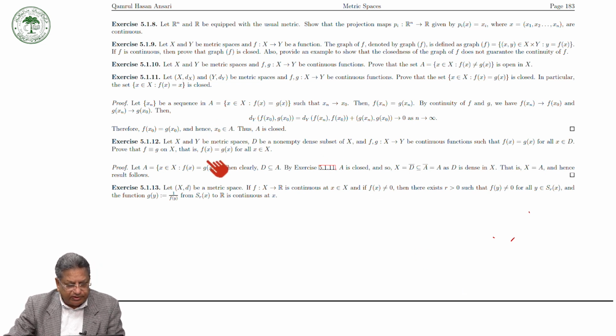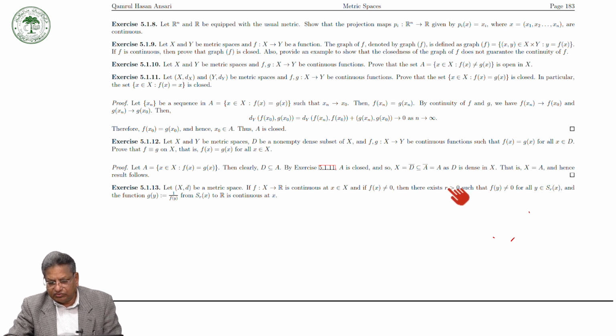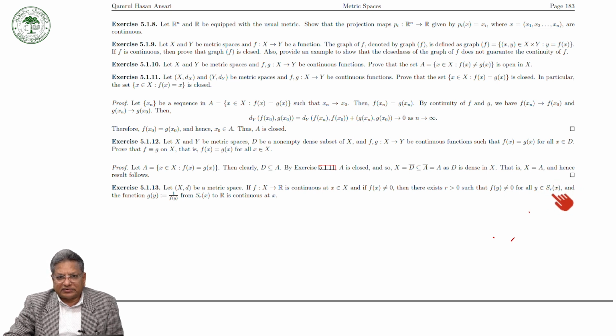Here I have already given this short proof, and you can see whether you can do it by yourself or not. And then I have another exercise which says that if f is a real valued continuous function defined on a metric space X, continuous at a point x, and if f of x is not equal to 0, then there exists a real number r greater than 0 such that f of y is not equal to 0 for all y in the open ball with center at x and radius r.